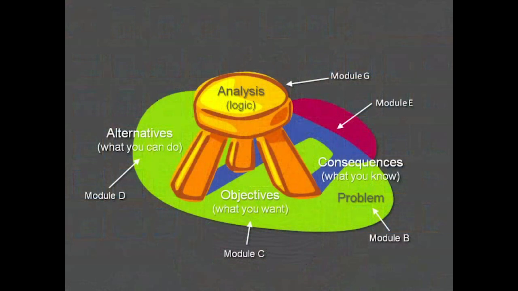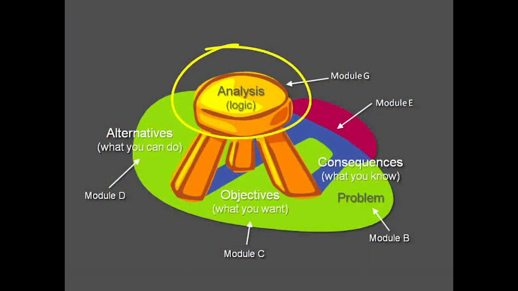So if you think back to our three-legged stool, in this module we're going to talk about the seat of the stool, the thing that holds everything together. And ultimately, optimization and analytical methods are the way that we actually develop a solution to our decision problem.